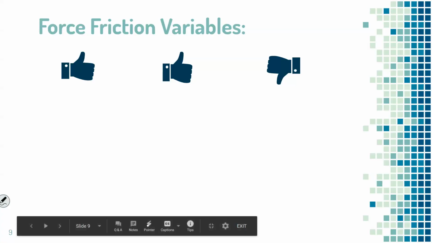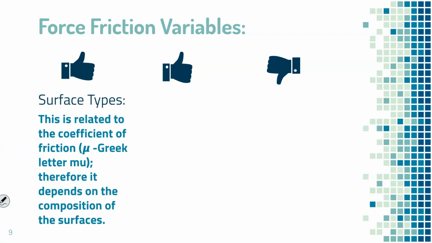So these force friction variables, one is the type of surfaces. When we look at the type of surfaces, this is also related to the coefficient of friction. We are going to use this symbol right here to represent the coefficient of friction. That symbol is a Greek letter, mu. And so that means it depends on the composition of the surfaces.